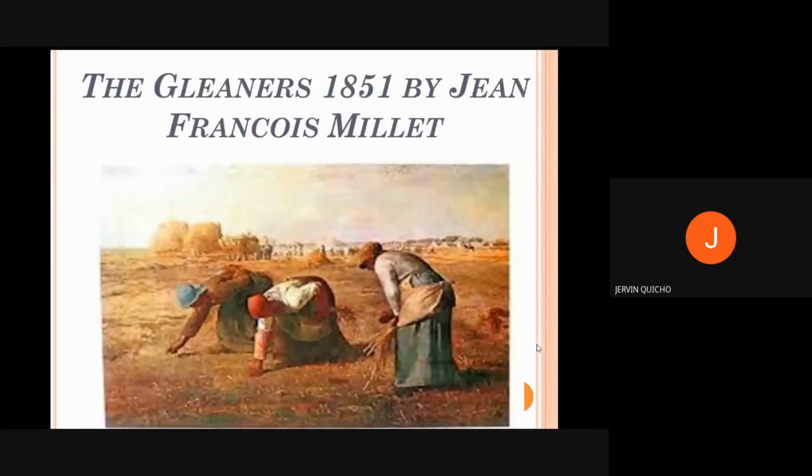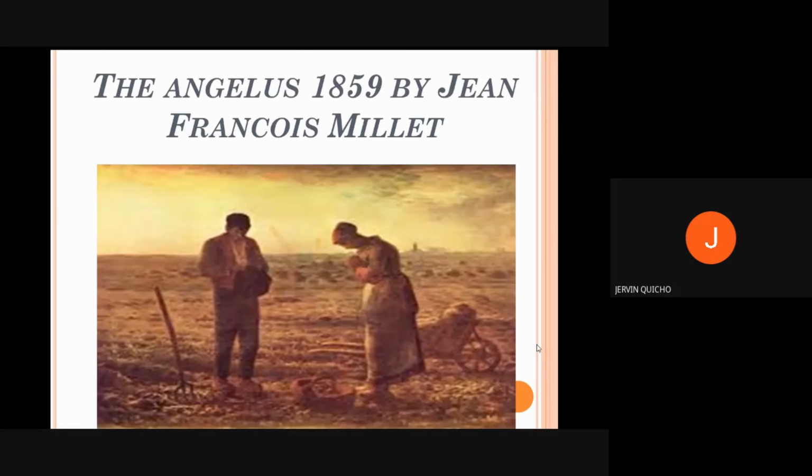So The Gleaners is the one made by Millet, wherein the poor people gather what is left in the farms after the harvest. Then they will be paid for this work.